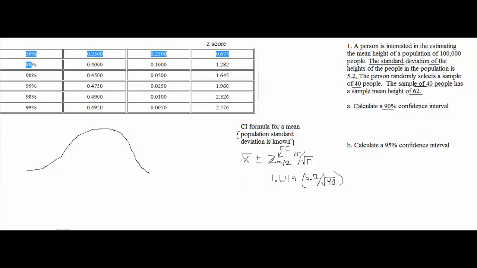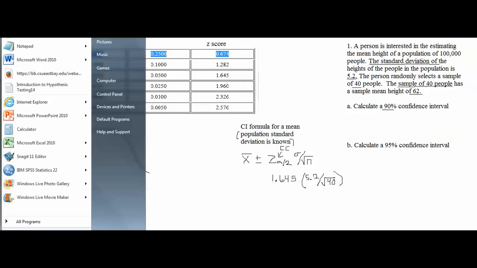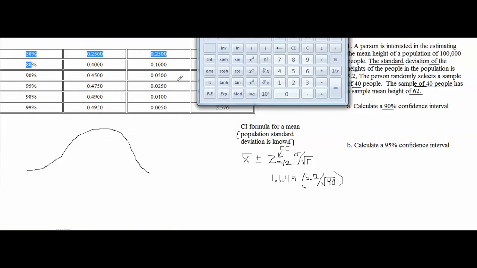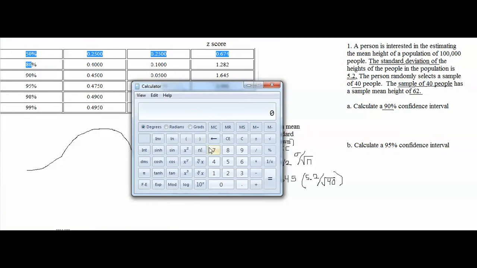This entire part of the formula that comes after the plus or minus is called the margin of error. But this part right here is called the confidence coefficient. So first, we have to work inside the parentheses. We need to find out what the square root of 40 equals. It's about 6.32.